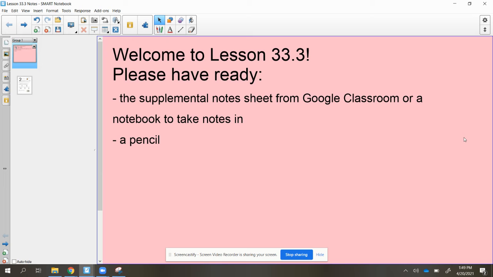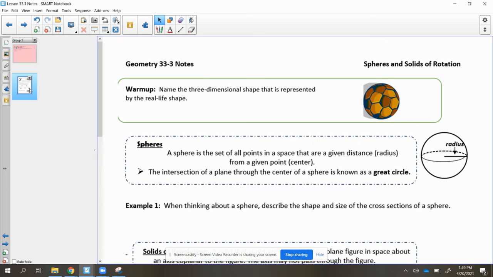Again, our notes today are not coming from our book, but from Google Classroom, or find a notebook to take notes in, and you will only need a pencil.